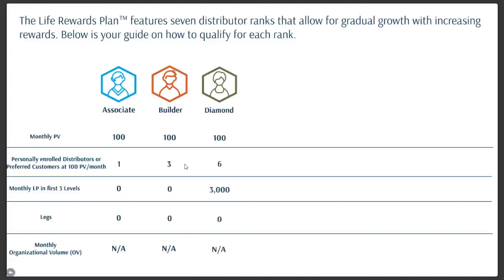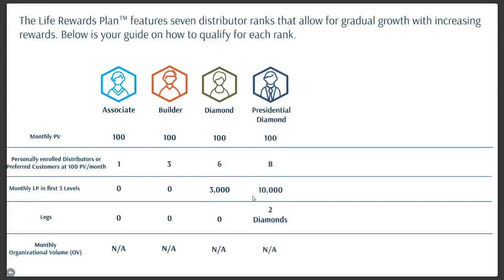The next rank is the diamond rank. Again, 100 PV. Then you need to double the amount of personal enrollees. Half of these personal enrollees have to be on your front line. The other 3 can be somewhere else in your downline organization. And this is the very first rank where we have a 3-level volume requirement, and that's 3,000 LP in those first 3 levels.